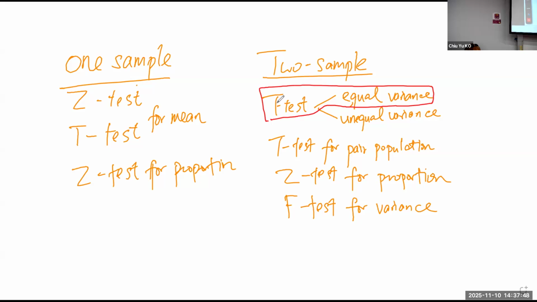Before, we may have been comparing Hong Kong and Shenzhen, or maybe you can compare Hong Kong, Shenzhen, Shanghai, Beijing, many. Are they the same or different? So that is the goal of ANOVA.